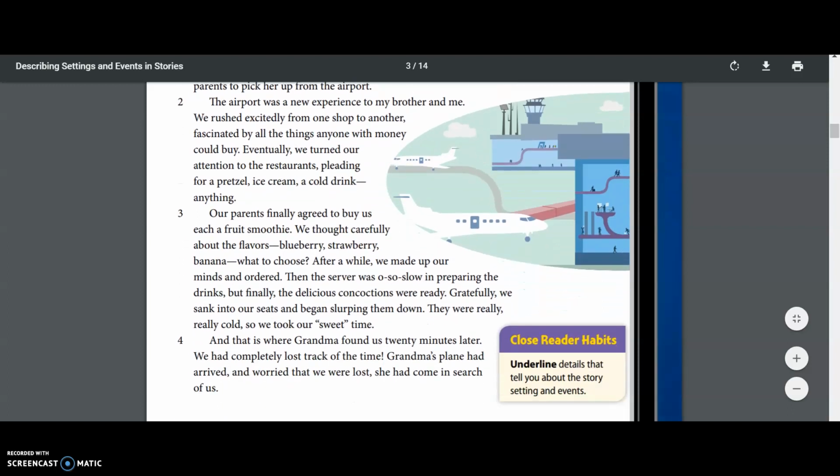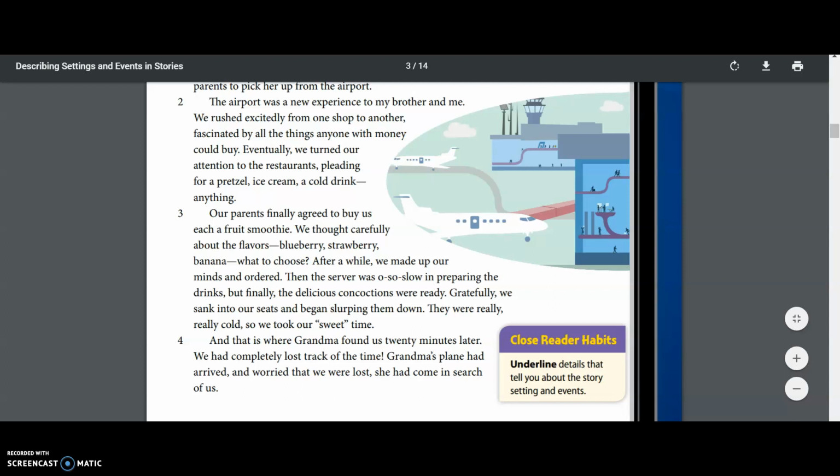Paragraph 3. Our parents finally agreed to buy us each a fruit smoothie. We thought carefully about the flavors. Blueberry, strawberry, banana. What to choose? After a while, we made up our minds and ordered. Then the server was so slow in preparing the drinks. But finally, the delicious concoctions were ready. Gratefully, we sank into our seats and began slurping them down. They were really, really cold. So we took our sweet time.